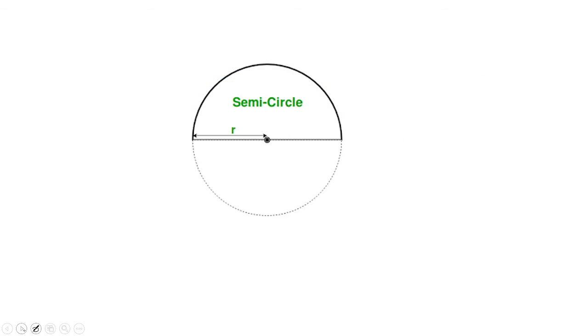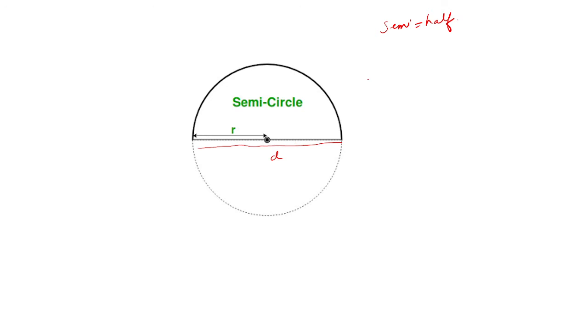Next we shall go with semicircle. Now semicircle, what does the word semi mean? Semi means half, right? So half of a circle, okay? It has the same property. This is the diameter, this is the radius. Now from this point to this point, you just focus on the red line. This will be the diameter, okay?